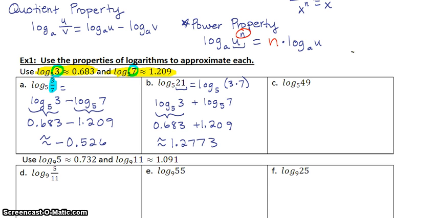Last but not least, part C. So I got log base 5 of 49. Again, think of how that is related to 3 and 7. And in this situation, actually, there's no 3 involved.